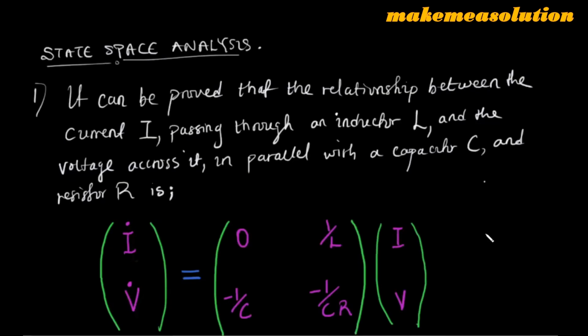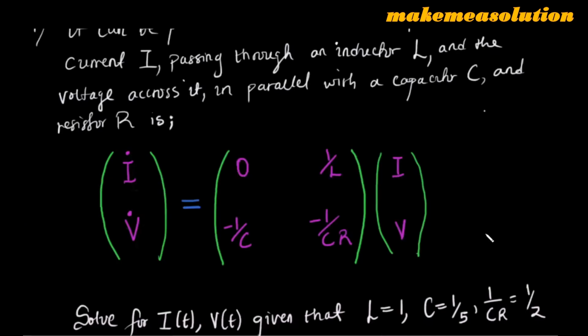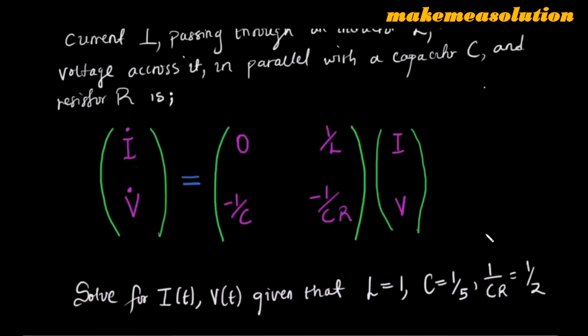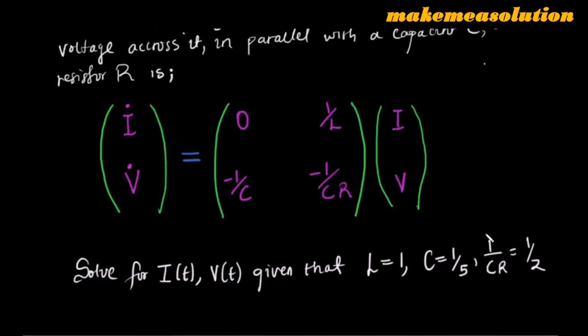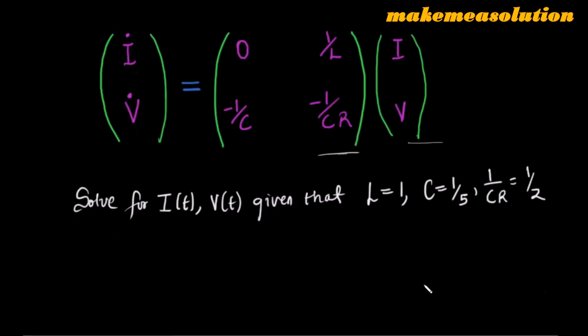So it can be proved that the relationship between the current I passing through an inductor and the voltage across it, in parallel with the capacitor and resistor, is given by this state equation over here: I dot, v dot equal to, we have our state matrix over here, and we have our state variables I and v. They want us to solve for I of t and v of t, given that L equal to 1, C equal to 1 over 5, 1 over CR equal to 1 over 2. So let's dive into the solution of this problem.